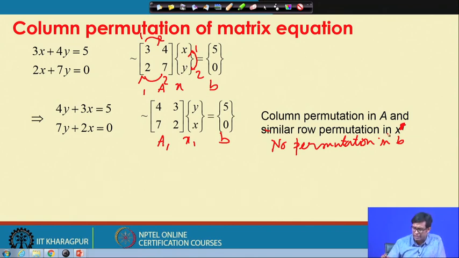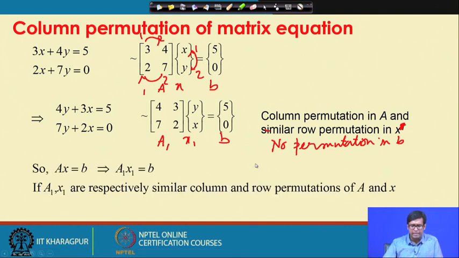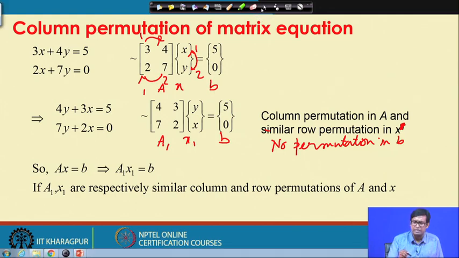So, what we get is A x is equal to B is same as A1 x1 is equal to B. A1 and x1 are similar column and row permutations of A and x. The way the columns of A are permuted, in the same way the rows of x are permuted, and essentially the solution remains same, only the order of the elements of the solution vector changes.